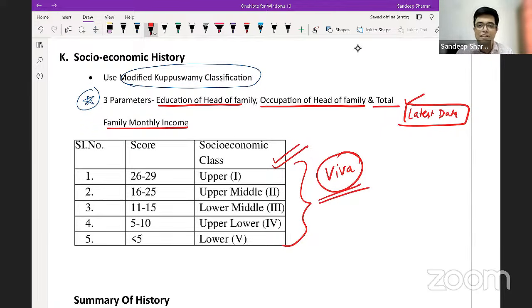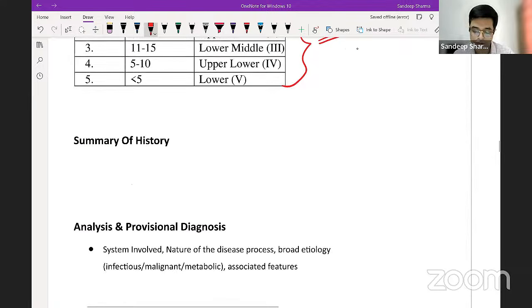You explain the chief complaint in detail, 7 or 8 points: aggravating, relieving factor, progression, since when it started, what is the current status, etc. The appropriate negative history will be taken, and then the relevant histories according to age wise, according to system wise, you will be taking, right? And summary of history is very important.